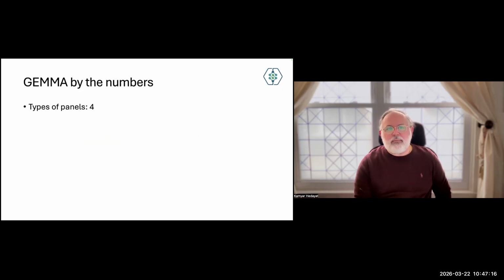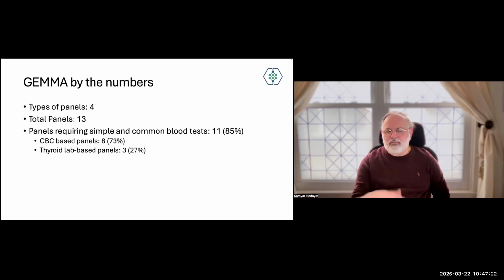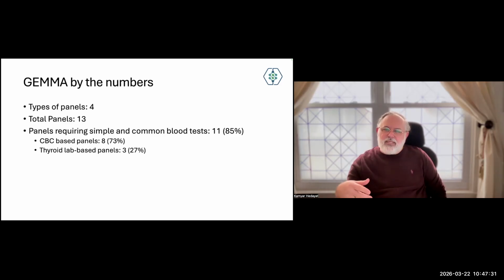Okay, GEMMA by the numbers. We have four types or classes of panels. We have a total of 13 panels starting next month where we have the stress check. The majority of the panels that I've created, 85%, only need simple and common blood tests. So 8 of them only require a CBC.